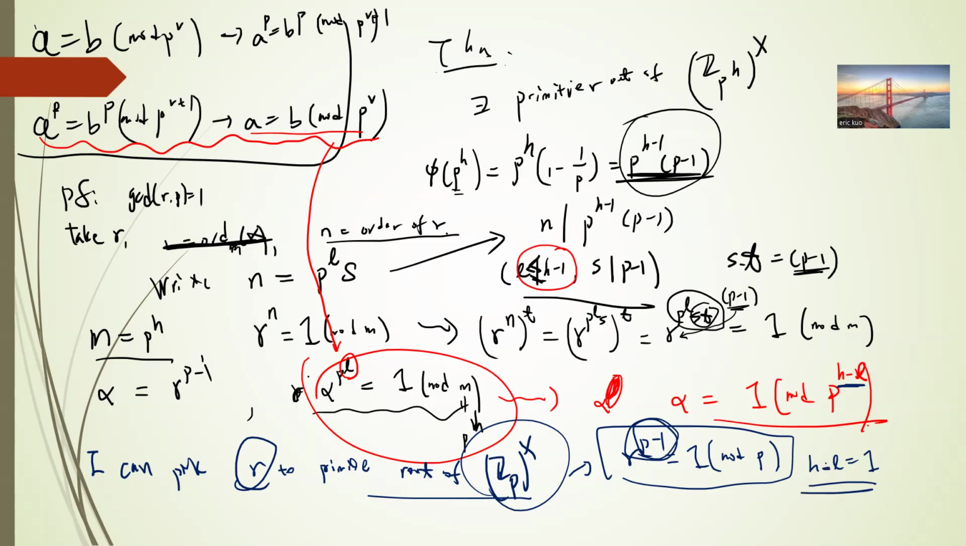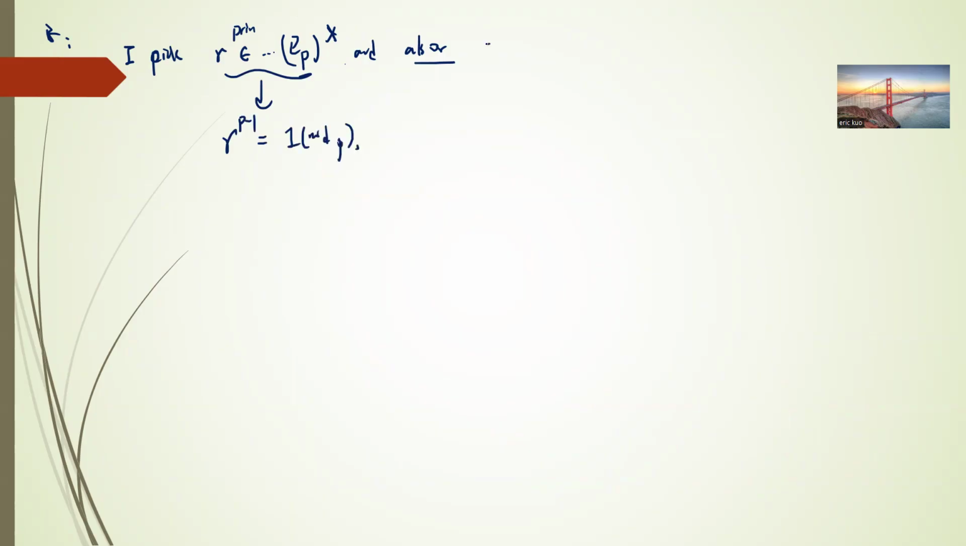Okay, so maybe there is a technical detail. Let me just write down. If I pick this R to be the primitive root of the P cross, then this means that R^(P-1) is 1 mod P. And also suppose I force that R^(P-1) is 1 mod P, but it's not 1 mod P squared.